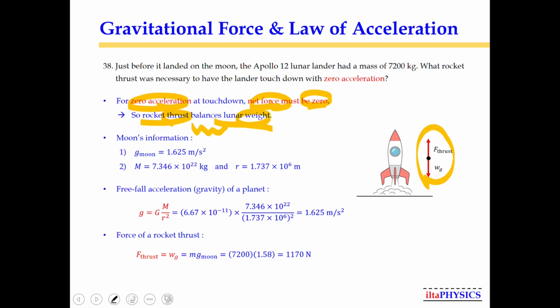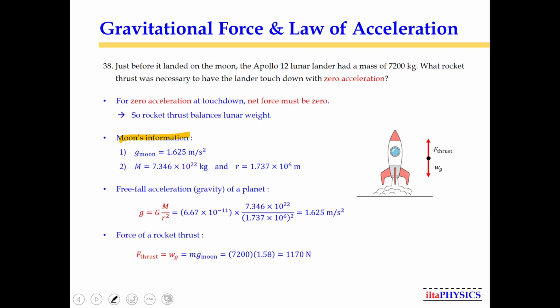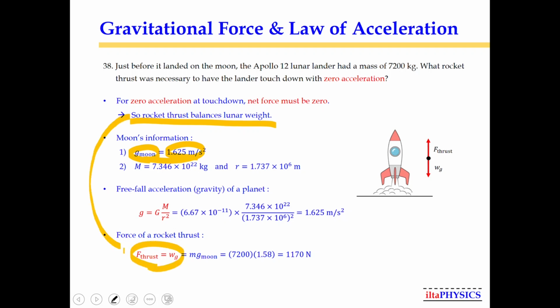Specific parameters for the moon are not specified in the problem statement here, but in an actual test, they will be given in some form. They might give you the moon's gravitational acceleration directly, or they might give you the mass and radius of the moon. If the problem directly provides the value of the moon's gravitational acceleration, we can solve this problem with a simple equation like this. Due to the condition that the acceleration is 0, the thrust of the spacecraft becomes equal to its weight being pulled by gravity.